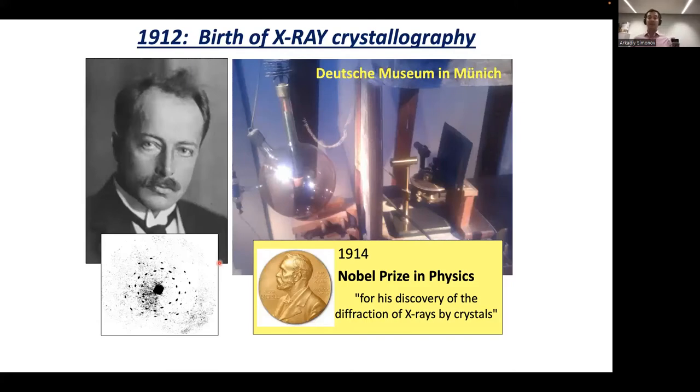There was one simple experiment, and this is the setup which you can find in the Deutsches Museum in Munich, which is still the one used by von Laue. He started with the X-ray tube. On the other side, he put a little crystal of copper sulfide. The X-rays went to the crystal and back again. And in the back scattering, he would have seen this picture, which contained a set of spots.